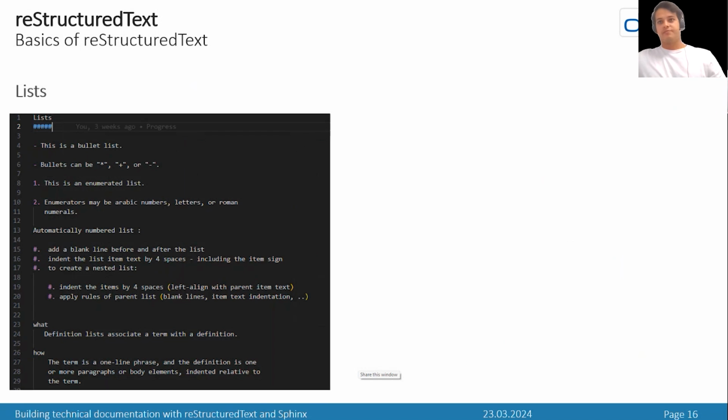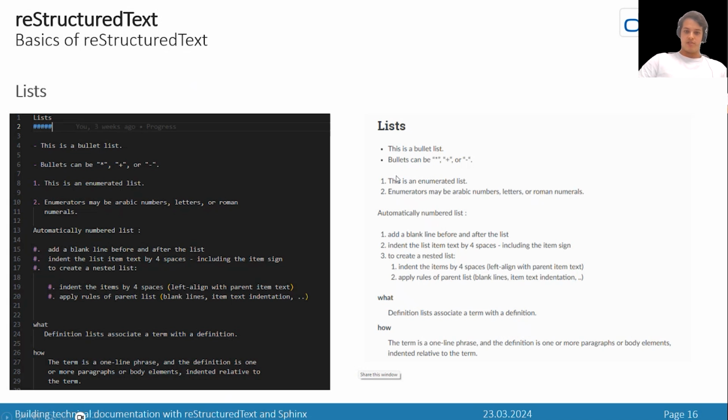Now let's talk about lists. In reStructuredText, we can create many types of lists. The first one is bullet lists. We can use asterisks, plus signs, hyphens, and probably other signs to create lists like this. And we can also nest lists within each other by using indentation. We can also make enumerated lists. Simply use numbers and a dot. Automatically numbered lists with a hash and a dot. And definition lists. Whenever you need to define a term, you can use those. And here is how it is rendered.